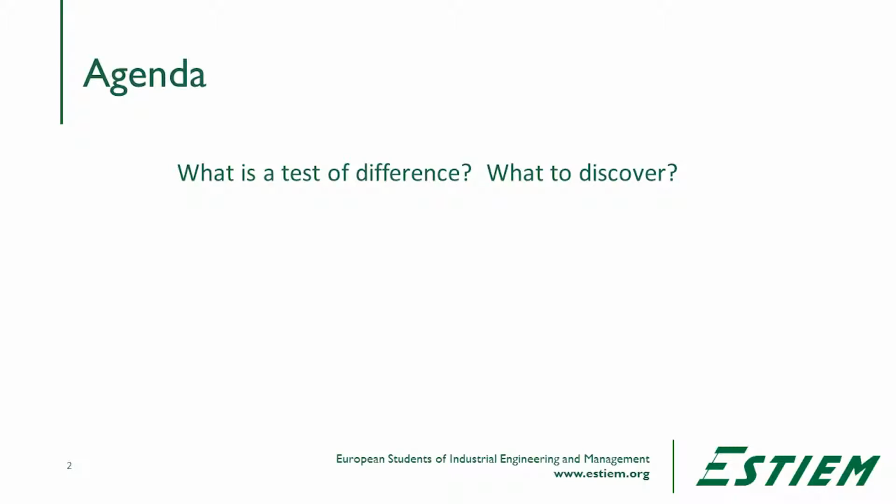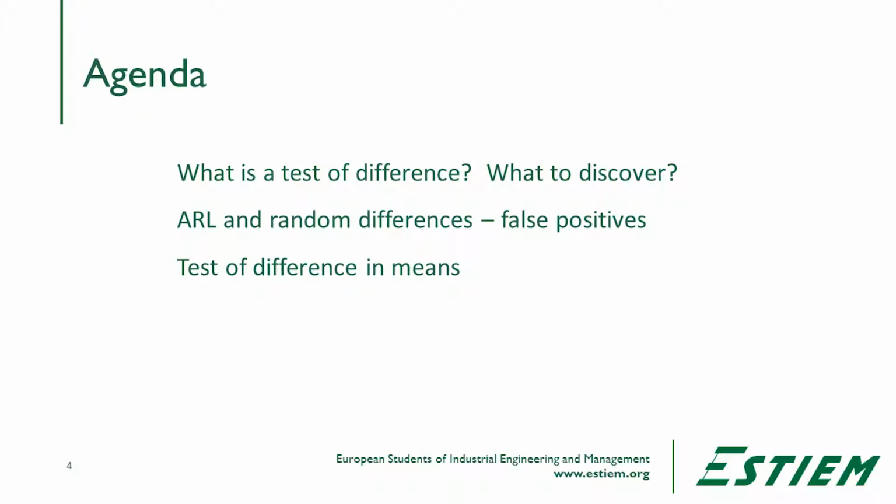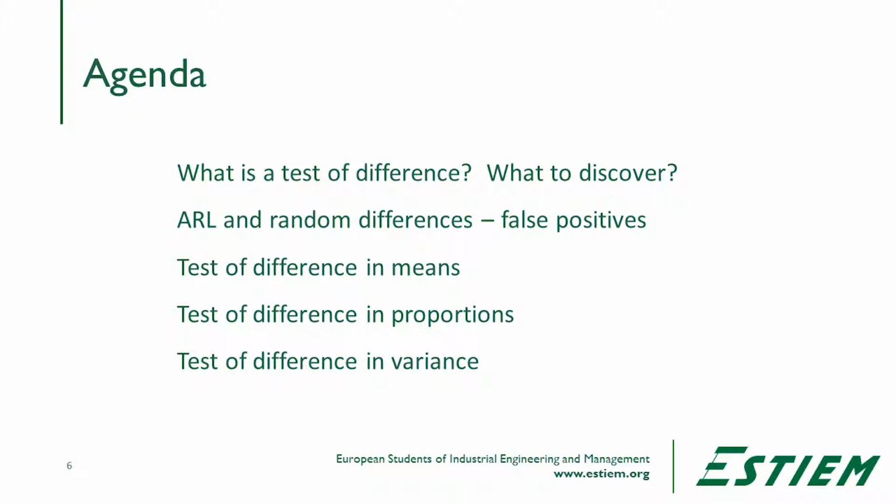So the last component of this is the actual tests of difference that we can use in terms of Minitab. So we're going to ask ourselves, what is the test of difference? What is it we're trying to discover? Now, we're going to also talk about false positives. When do we see a random difference appearing as if it was a statistical difference? And then we'll talk about three different types of tests. Tests of difference for means, or location, the average, if you will. Tests of difference in proportions, or the ratio performance, like number of failures per sample size detected. Or tests of difference in variation about the consistency of the process.